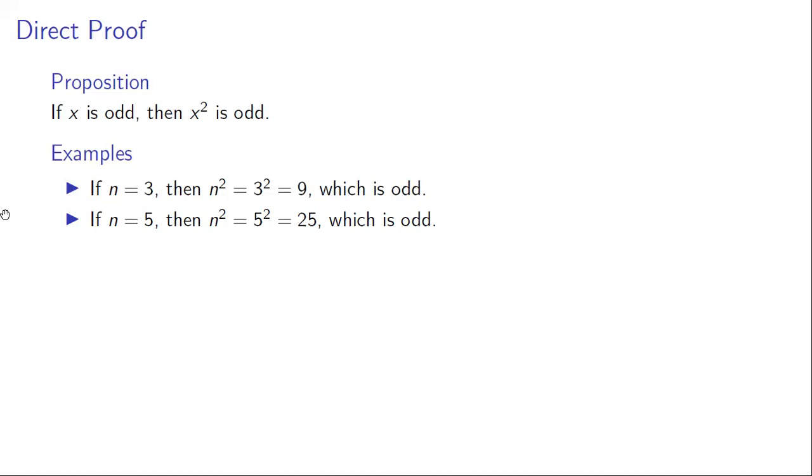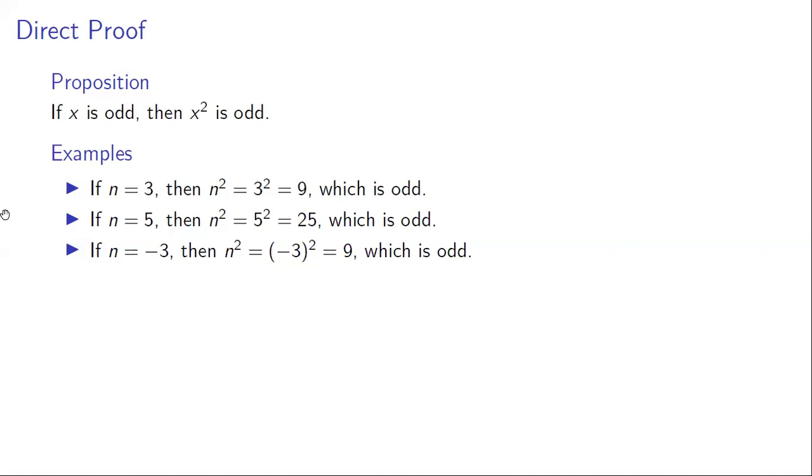Let's say we tried a negative number. We were only doing positive numbers until now, but the proposition never says anything about positive or negative. So let's try a negative number. Let's say x is negative 3. Then x squared would be negative 3 squared, which is 9, which is again odd. So that seems to work.